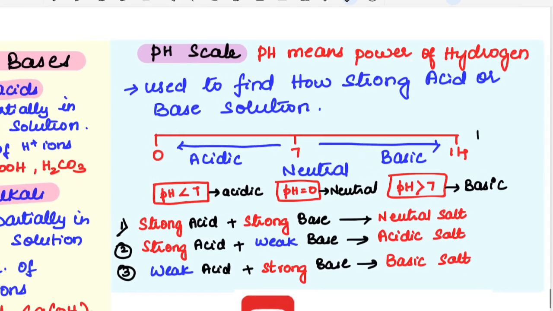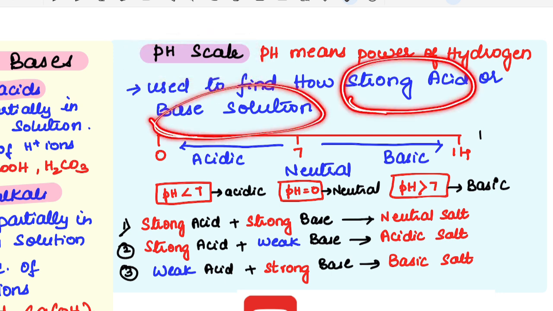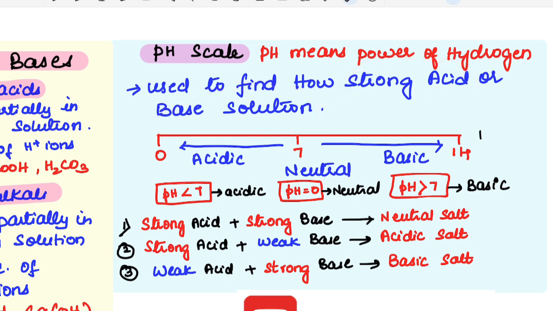Next is about the pH scale. pH means power of hydrogen. Why is this pH scale used? To find out whether the given acid is a strong acid or weak acid, or whether it is a strong base or weak base. You can find this using the pH scale. The reading will be from 0 to 14. If the reading is 7, then it is neutral in nature. 0 to 6.9 will be acidic in nature. 7.1 to 14 will be basic in nature.